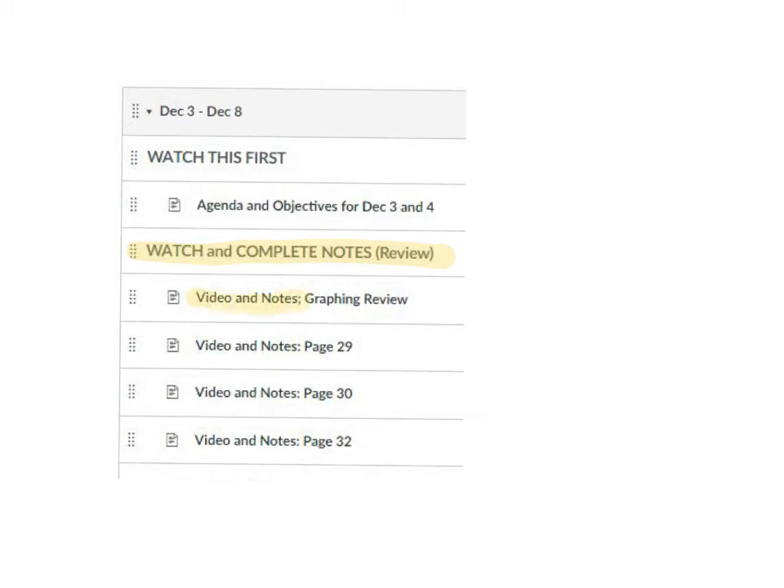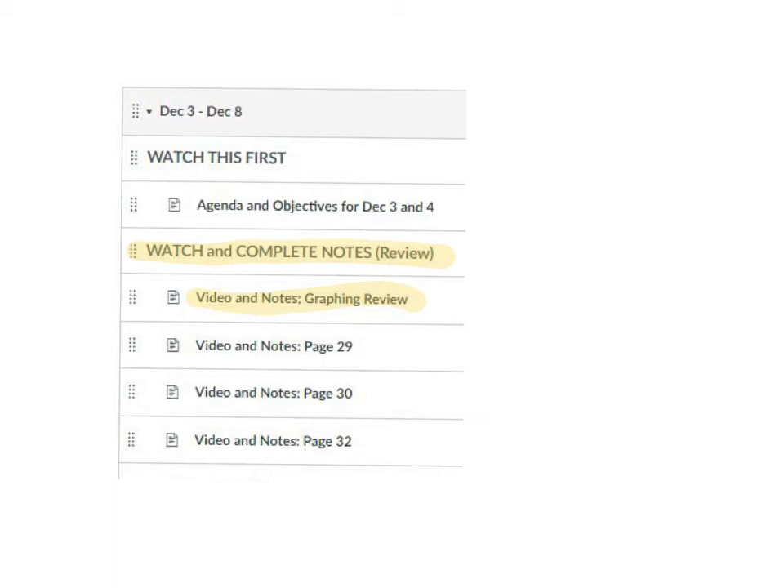The first one is just a graphing review. That does not go with any pages in your notebook. It is just a review of all the different types of graphing that we can do in this chapter. So there's vertical lines, horizontal lines, graphing from slope-intercept form, graphing from standard form, and graphing from point-slope form. So that is a really good review of all the different types of graphing.